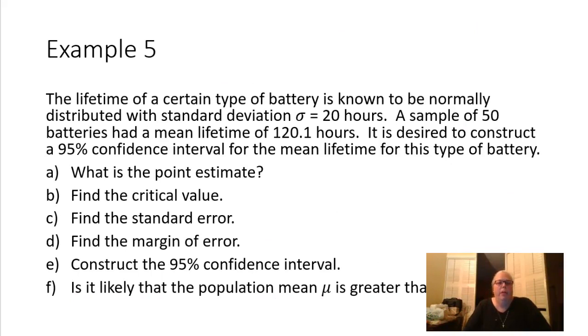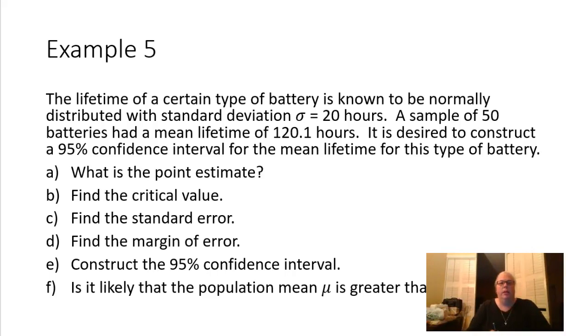Example 5. The lifetime of a certain type of battery is known to be normally distributed with a standard deviation sigma equal to 20 hours. A sample of 50 batteries had a mean lifetime of 120.1 hours. It is desired to construct a 95% confidence interval for the mean lifetime for this type of battery.